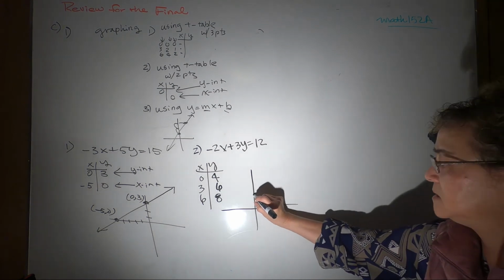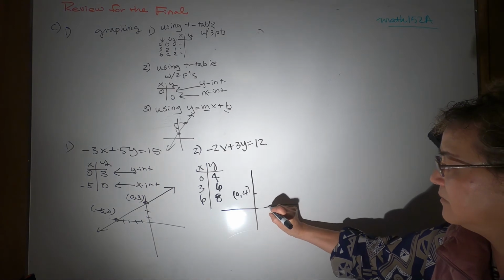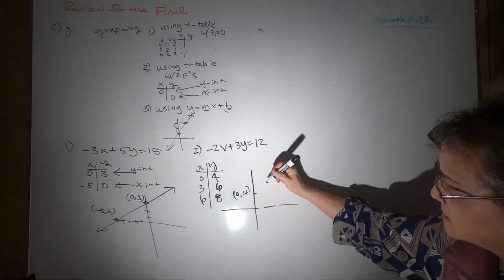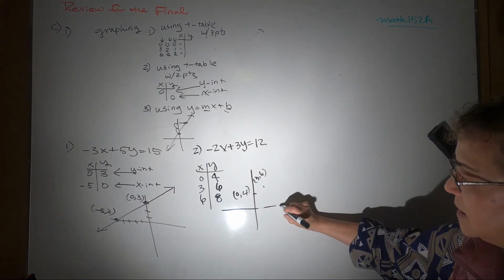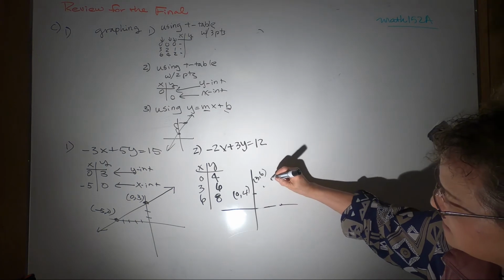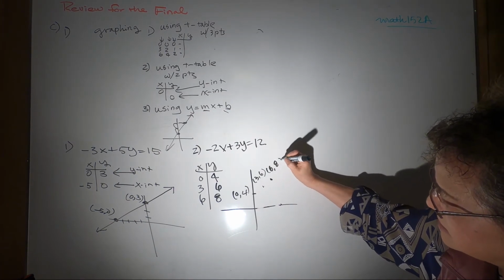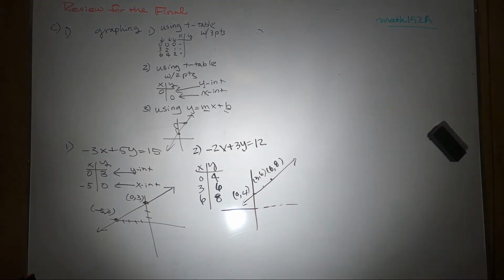So we have what? 0, 4. Okay. 3, 6. About here. 3, 6. And what? 6, 8. 6, 8 is about here. Right? Connect all the points and with the arrow keys on both sides. That would be your graph. Right?